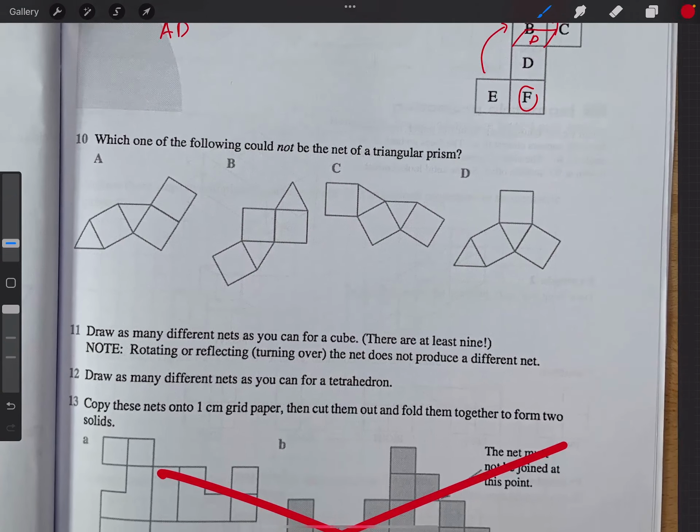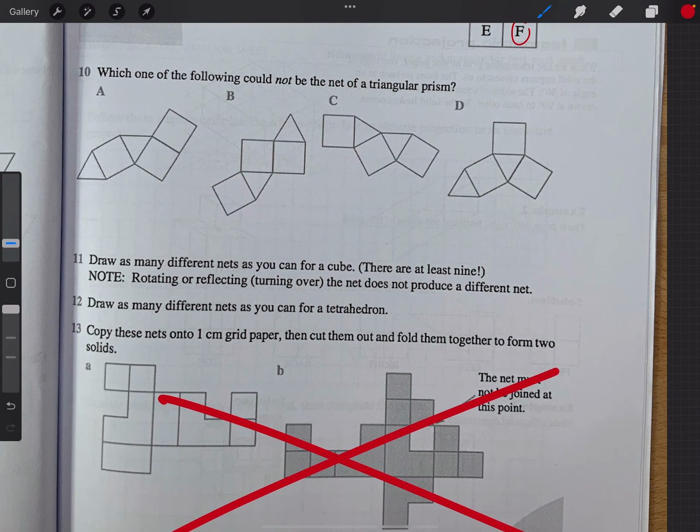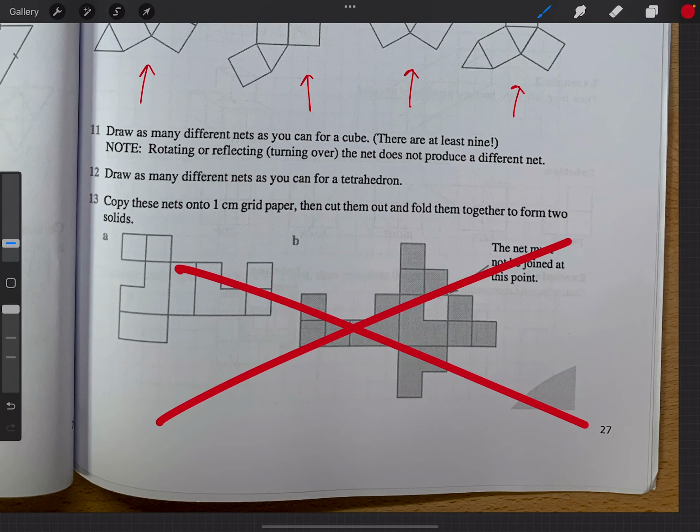Okay, question 10. Which of the following could not be the net of a triangular prism? Okay. So you have to imagine folding all of these shapes together and see which one can, but then identify which one cannot be, and circle that one. There might be more than one answer.